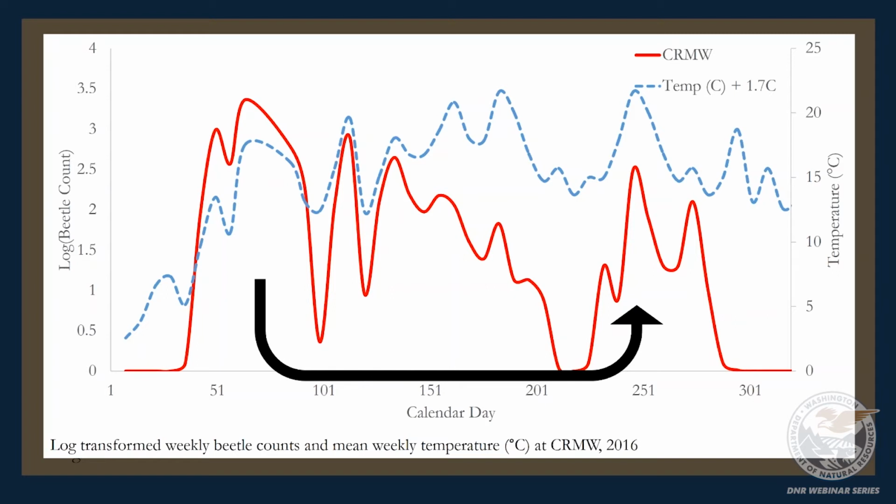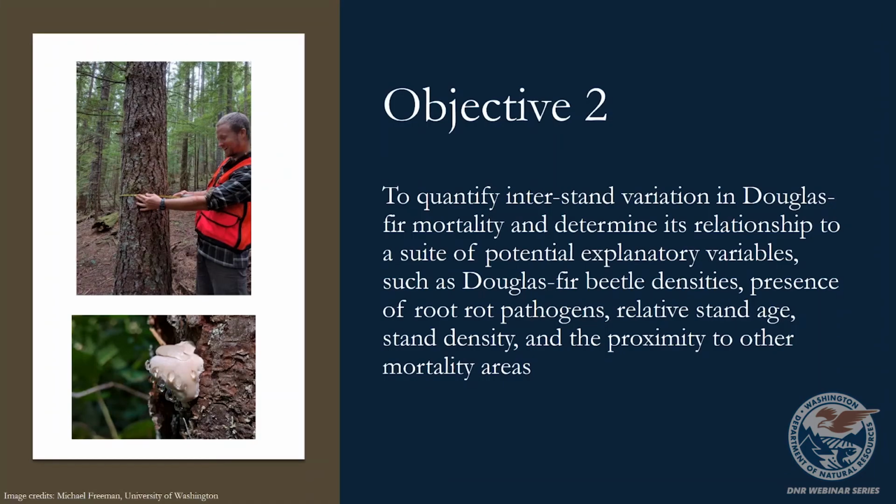So moving on to my second objective, this is a little less connected to Douglas fir bark beetles, although they do play a small role in this. For this part of my research, I'm looking to quantify interstand variation in Douglas fir mortality and determine its relationship to a suite of potential explanatory variables, such as Douglas fir bark beetle densities, of course, as well as presence of root rot pathogens, relative stand age, stand density, and the proximity to other mortality areas.